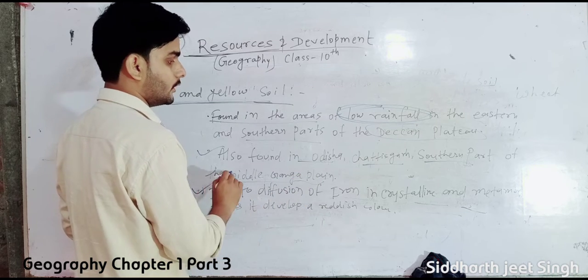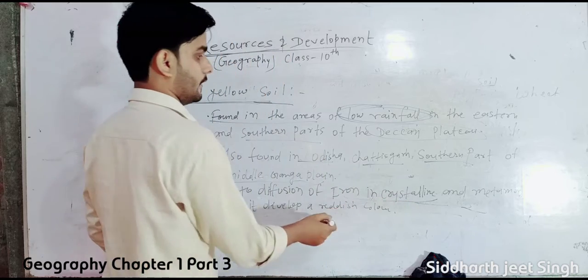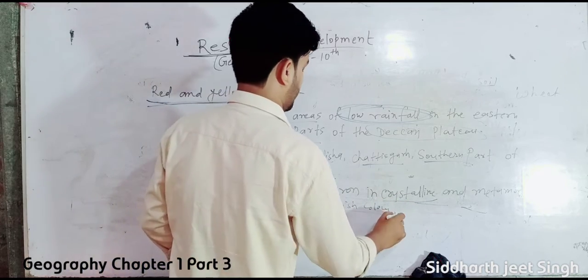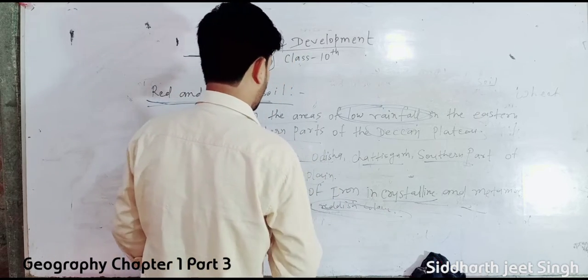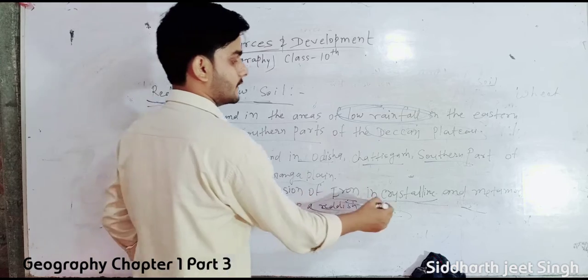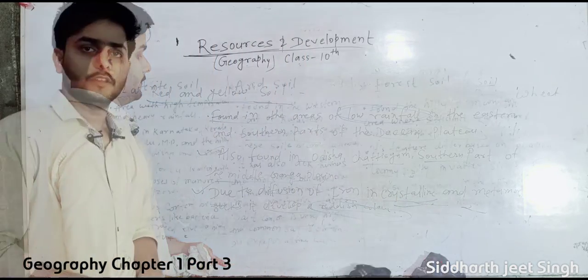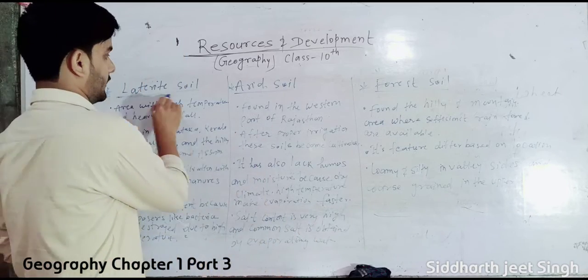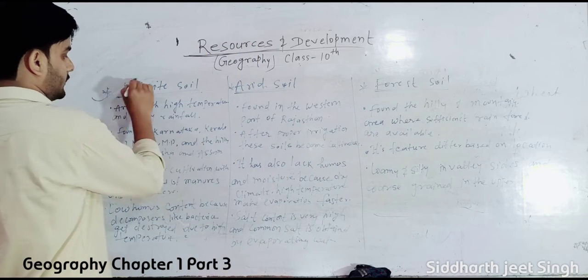Due to the diffusion of iron in crystalline and metamorphic rocks, red and yellow soil develops a reddish color. Now we will see three more types of soil: laterite soil, arid soil and forest soil. First of all, we discuss laterite soil.